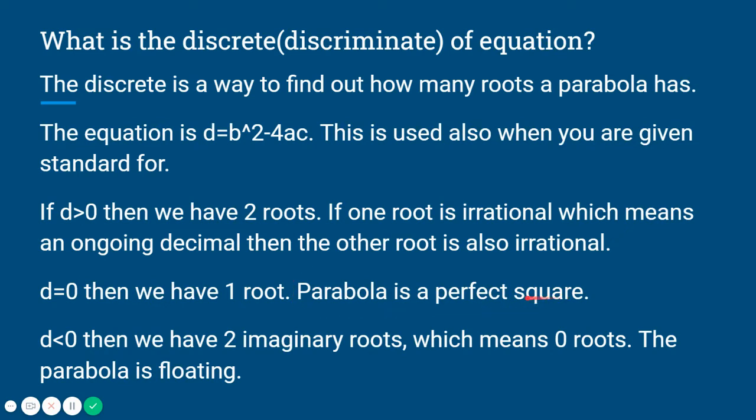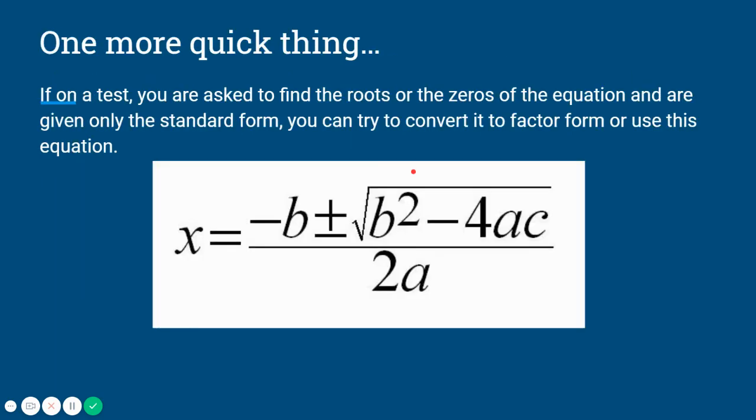So what is a perfect square? x plus 2 to the second power, that's a perfect square because it can be denoted as x plus 2 squared. So now what about this? d is less than 0. Then we have two imaginary roots, which means 0 roots. So two imaginary roots means 0 roots, which means it doesn't touch the x-axis. So in this way, the parabola is floating.